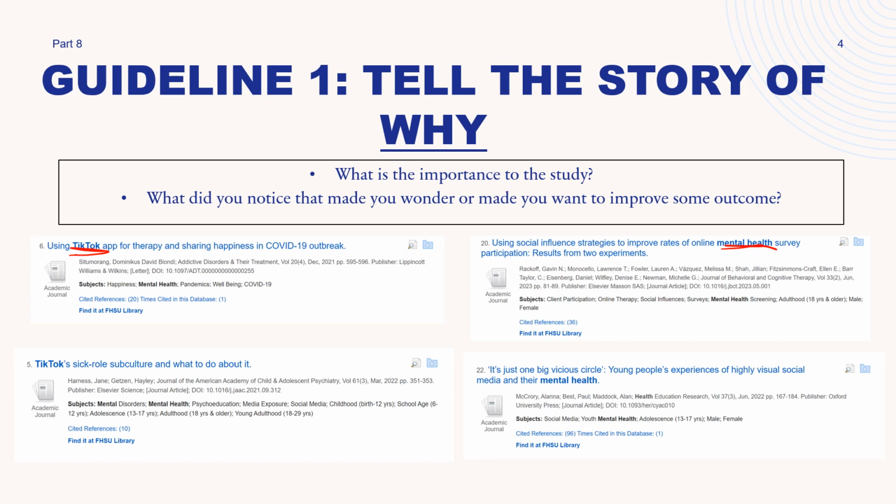Looking at the first question, what is the importance to the study? These studies are important because of the significant impact mental health has on today's society and its potential impact going forward. Looking at the second question, what it made me wonder or want to improve some outcome. Focusing on this bottom right study, I want to know what the vicious circle is and how to stop it. And this is just an example for these 4, and it can be different in your study as well. Just questions to ask yourself when going through your own study.